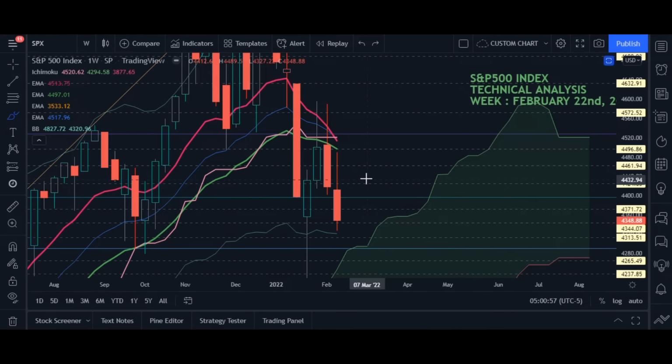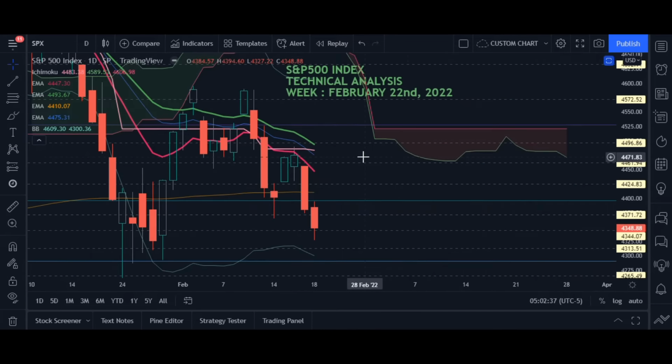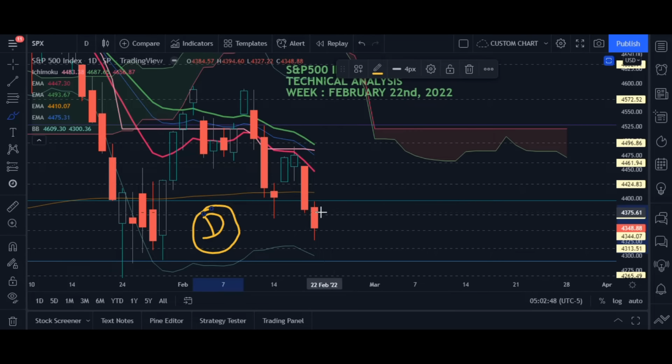Now let's move on to the daily chart. Okay guys, so we are here on the daily chart. Let me write it down: this is the daily chart. Daily chart means one candle represents one day, not 1 week or 1 hour.